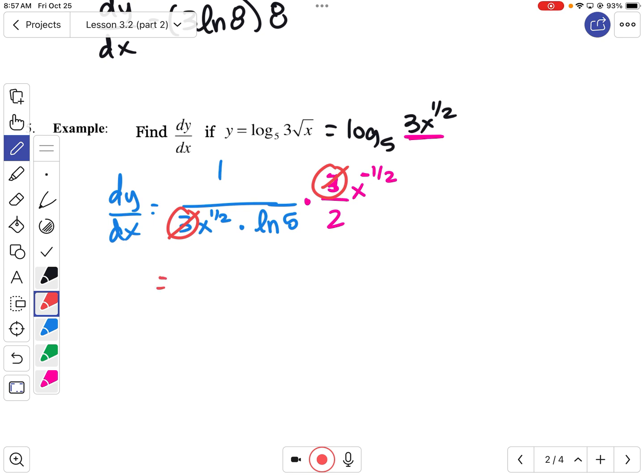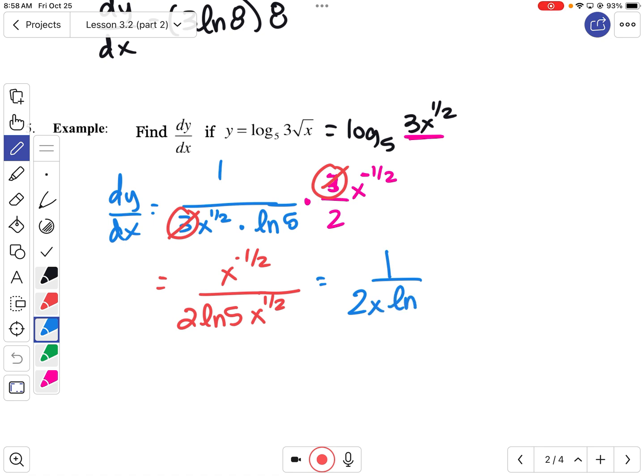So that leaves me with x to the negative 1/2 over 2 natural log of 5 x to the 1/2, right? Can we combine those x's? Yes. So remember, we're going to do positive minus negative, and keep our answer where the positive one was. So 1/2 minus a negative 1/2 is 1. And it's going to stay in the denominator, so this is going to leave me 1 over 2x ln of 5. Algebra is what makes that one tough.